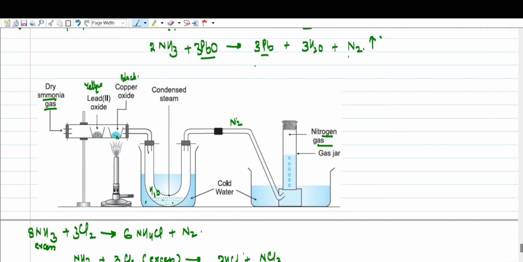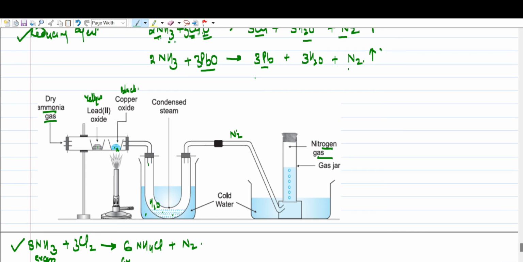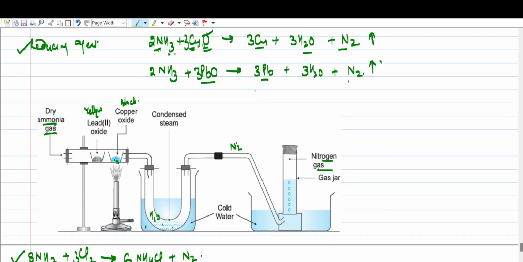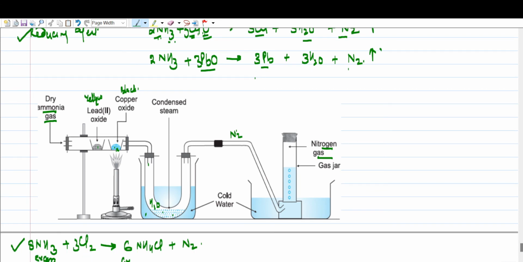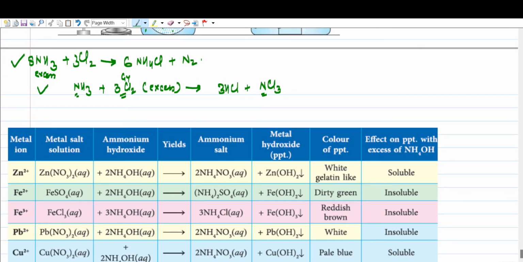Is this clear? So children, you have to remember chlorine is greenish yellow gas, right? And this greenish yellow gas after some time, when there is ammonia gas, is converted into a yellow color explosive liquid. Is this clear? So these reactions of ammonia with chlorine, ammonia with lead oxide and ammonia with copper oxide confirm that ammonia is a reducing agent. Okay, next.